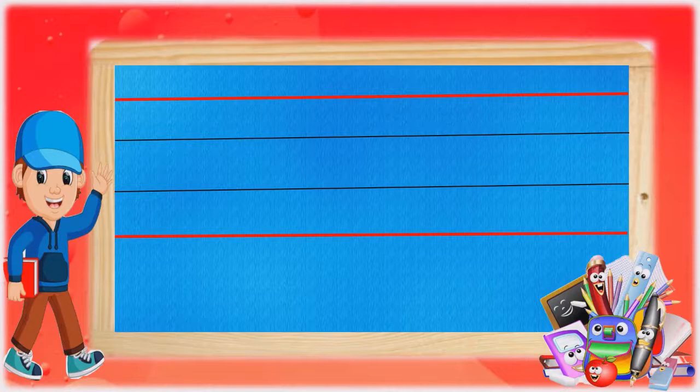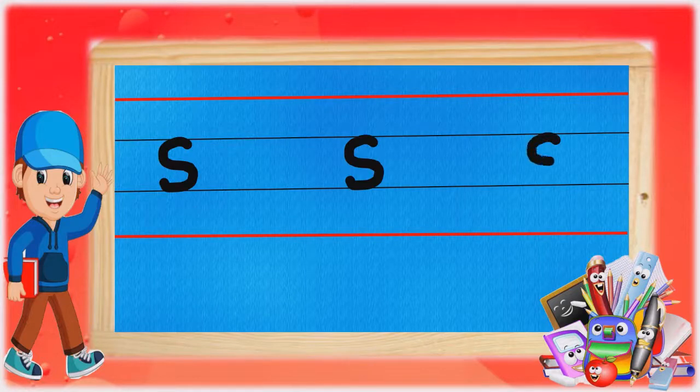Now we will write small s. A small curve with another small curve makes s. Again we write a small curve with another small curve makes s, small s.